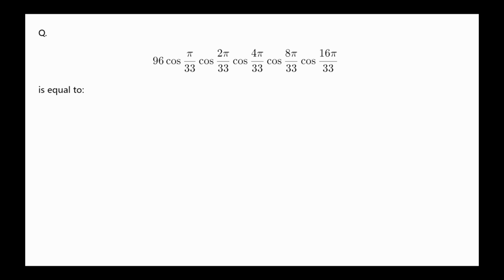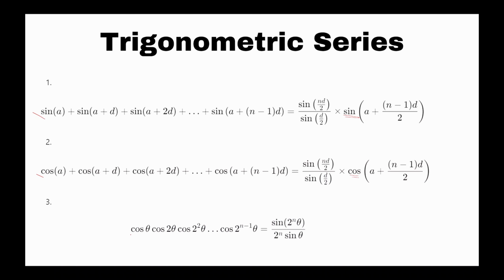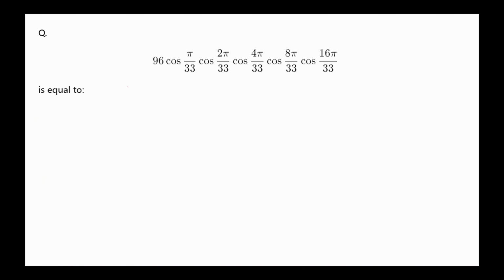Now let us look at this example. If you look at this example carefully, you can see that it is this series. Basically, theta here is pi by 33. And you can see that it goes up till 2 to the power 4, which means 2 to the power n minus 1. So 2 to the power n minus 1 is 16 here. That means my n minus 1 would be equal to 4 and my n becomes equals to 5. So this is what my values are for this basic series.